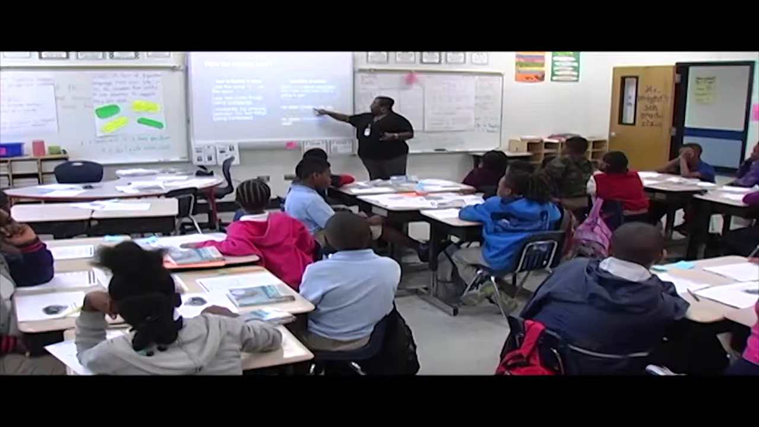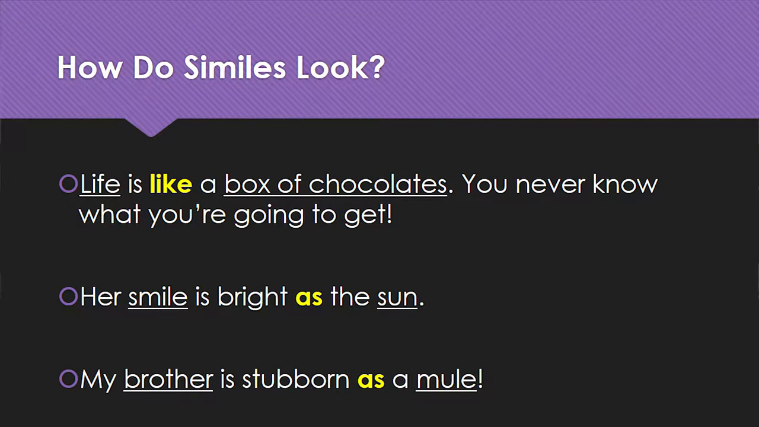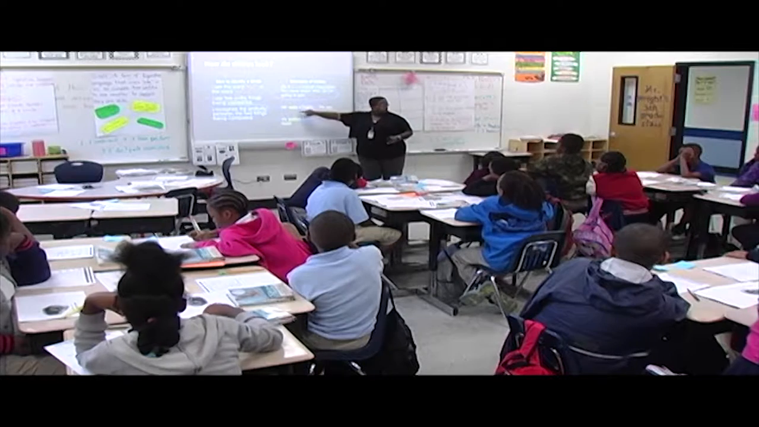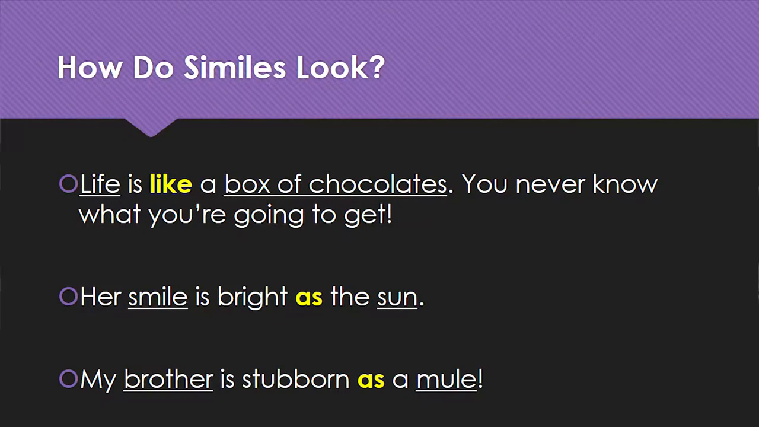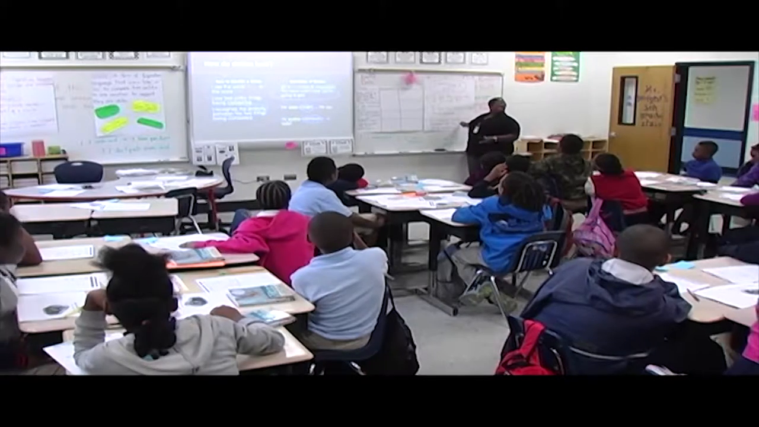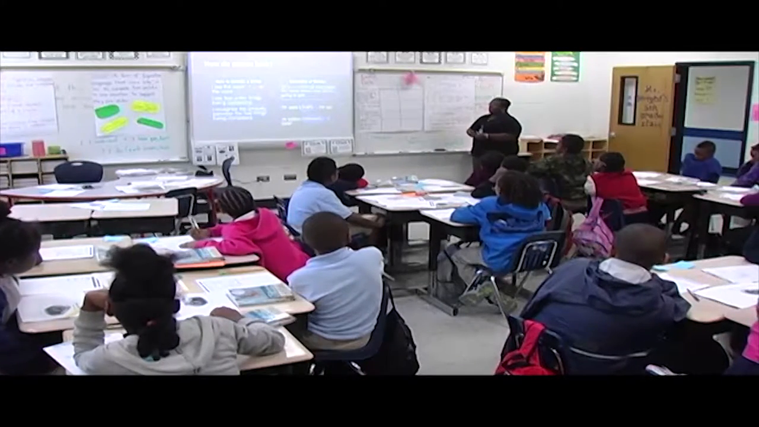Her smile is bright as the sun. Two things being compared, smile and the sun. I see the word as, and it's bright. That's the similarity between the two things. Lastly, my brother is stubborn as a mule. I see the word as, two things being compared, brother and mule. And what's stubborn? Stubborn brother. But the stubborn is the similarity.